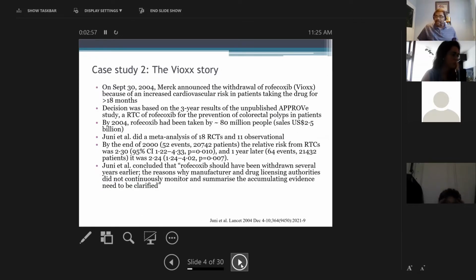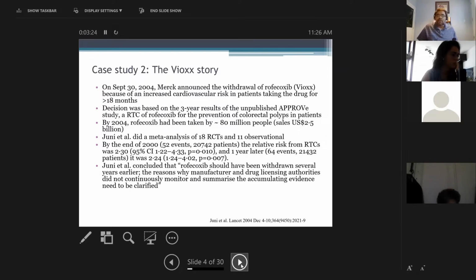The second interesting case study is Vioxx. All of you have heard of Vioxx. It was the blockbuster drug for the company Merck. And Vioxx was used for rheumatoid arthritis and other patients with musculoskeletal disorders. And it was a huge money spinner for Merck, okay? But in 2004, Merck officially withdrew the drug from the market, okay?